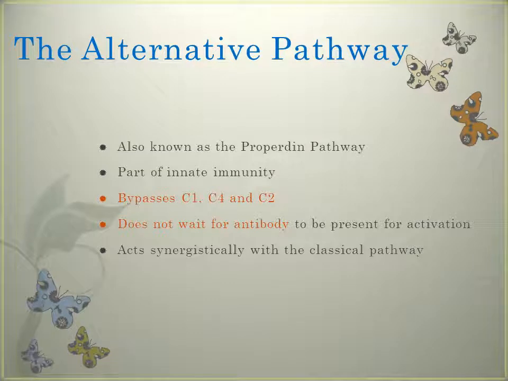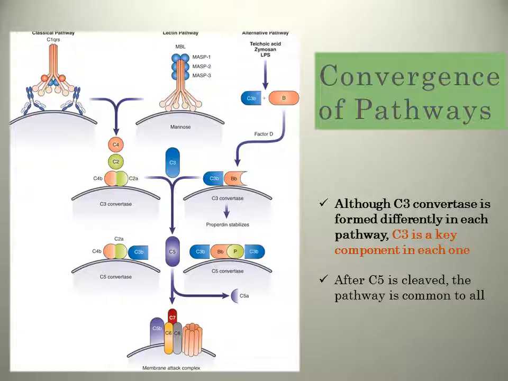Review of the alternative pathway, the key points, also known as the properdin pathway. It is part of innate immunity, but it bypasses C1, 4, and 2, and doesn't wait for antibody to be there for activation. And it's thought that once the classical pathway is initiated, this one kicks in and acts synergistically with the classical pathway. And here's the final take home comparing the three.